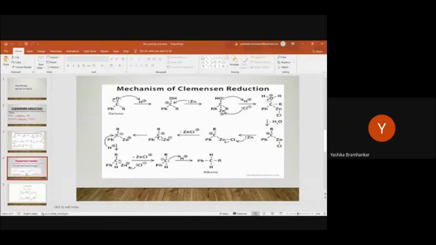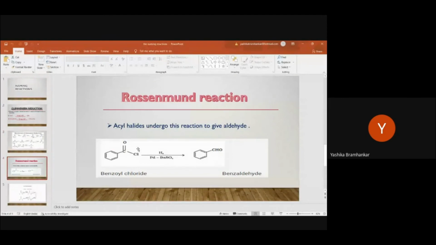Next one is the Rosenmund reaction. Here, acyl halides undergo the Rosenmund reaction to give aldehydes. I will try to finish quickly and not explain it in detail.